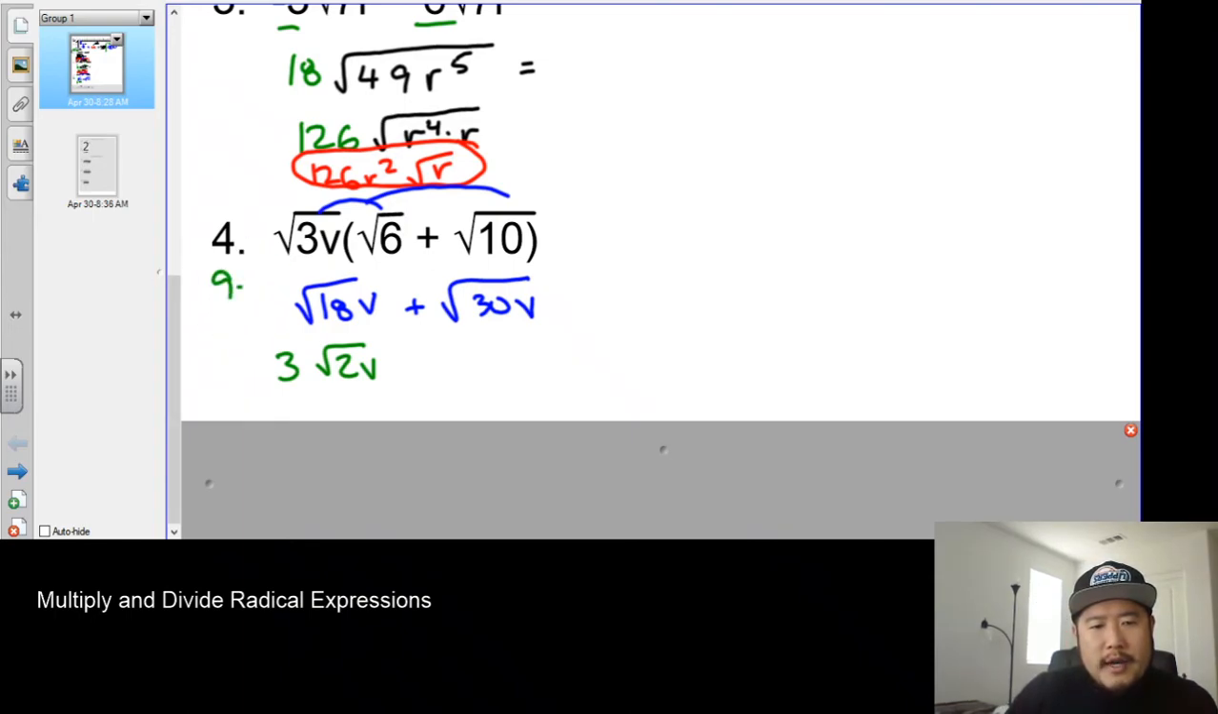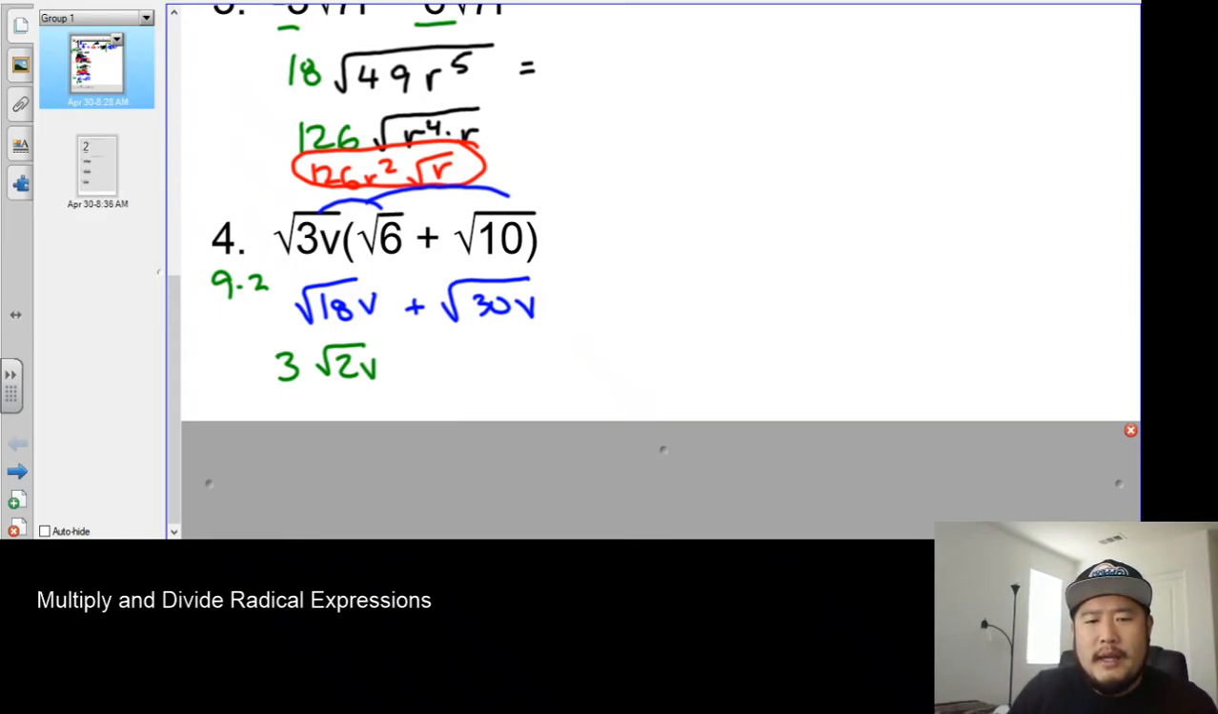Go back to 30. Perfect square factors of 30, if there are any. We could do 3 and 10, but that's not a perfect square. We have 30 and 1. That doesn't help us. 15 and 2. Can't take the square root of 15.